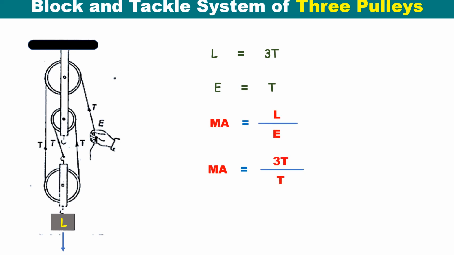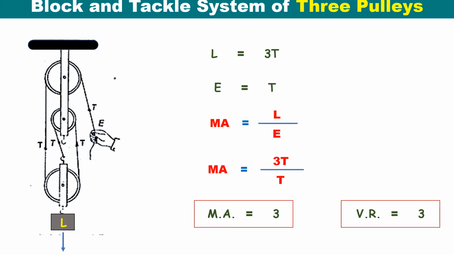So the mechanical advantage of this kind of system of pulleys, a system of 3 pulleys, is equal to 3. Okay. Velocity ratio is also equal to 3. I will explain it to you later in this video.